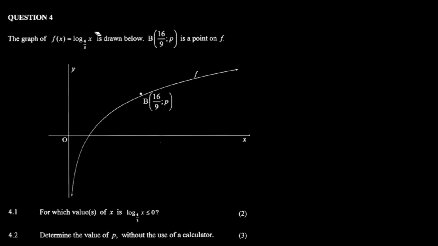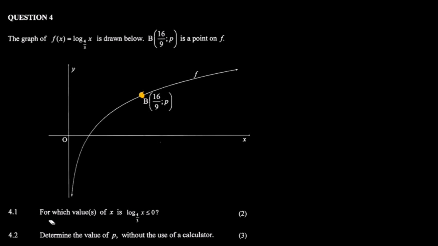We have the graph of f(x) = log x base 4/3. This graph is drawn below. We have a point, point B, which is a point on the graph with the coordinates (16/9, p).